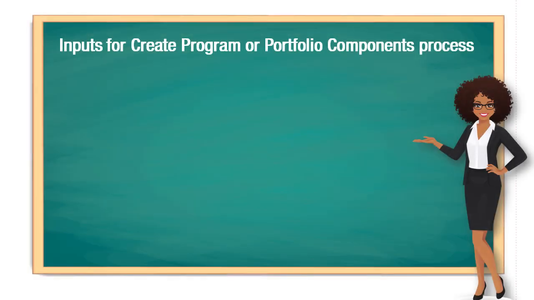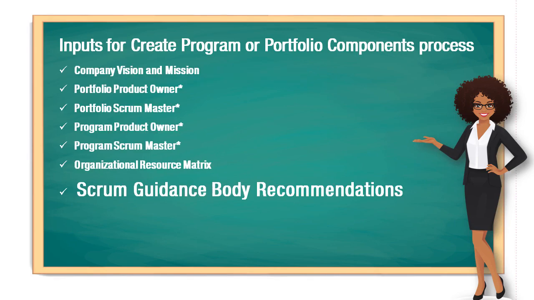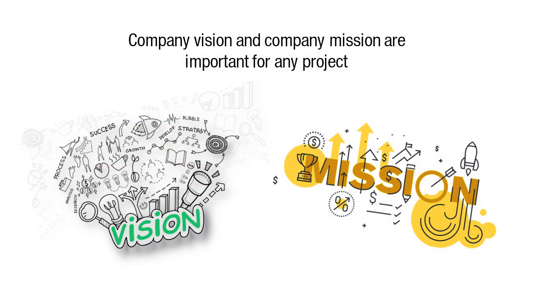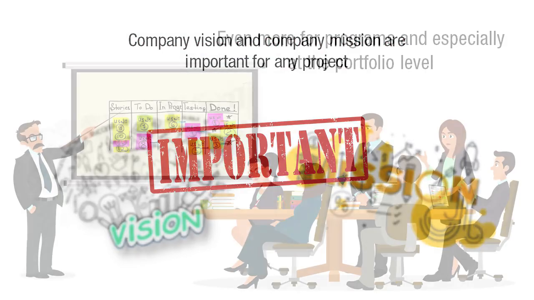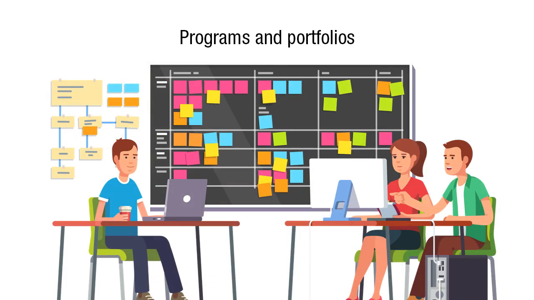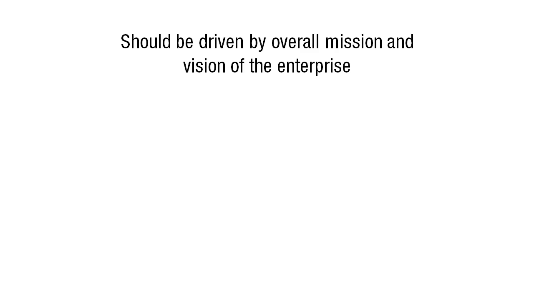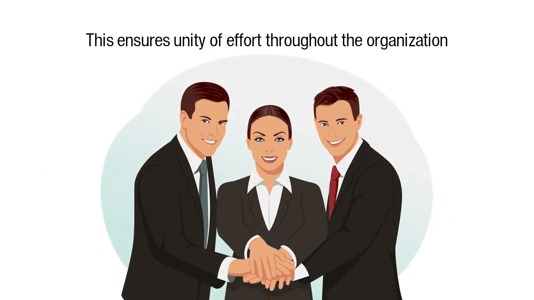The inputs that we will discuss in more details in this video are Company Vision and Mission and Scrum Guidance Body recommendations. Let us first look at Company Vision and Mission. Both the company vision and the company mission are important inputs for any project, but even more so for programs and portfolios. Programs and portfolios should be driven by the overall mission and vision of the enterprise, as this ensures unity of effort throughout the organization.